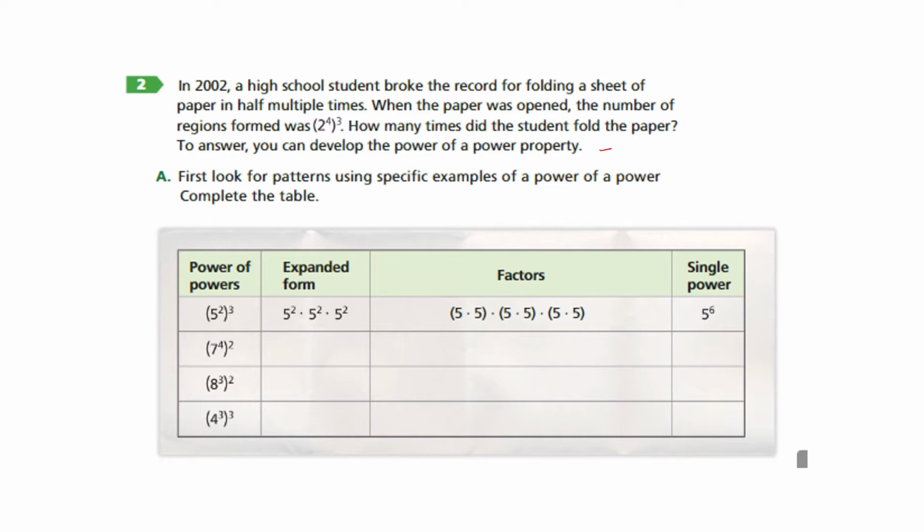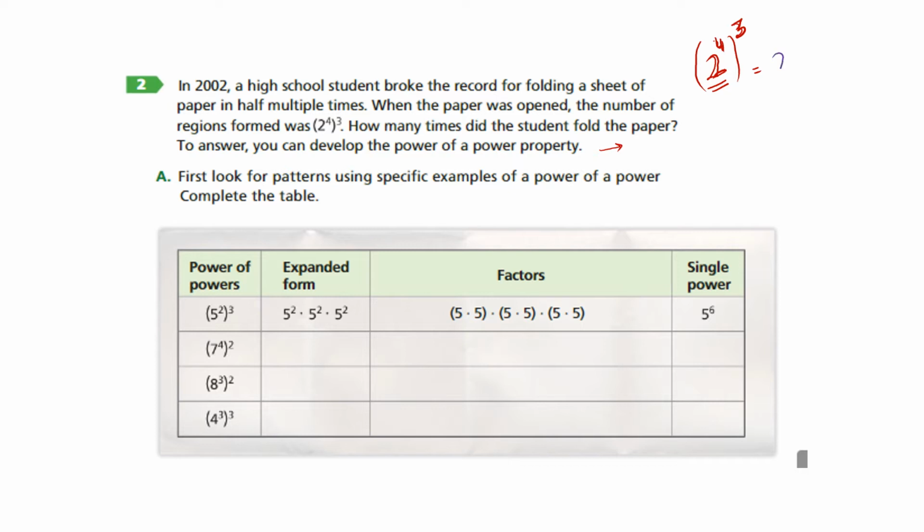The easy thing is, what is written? It is (2 to the power of 4) whole to the power of 3. There are two ways to solve this question. The first way: look at the bracket. Inside the bracket, 2 to the power of 4 is written. You write 2 to the power of 4 how many times? 3 times, and this 3 is outside the bracket.